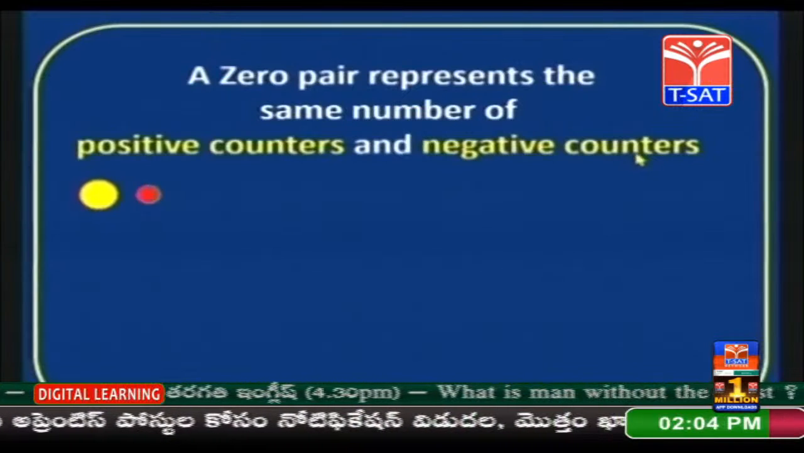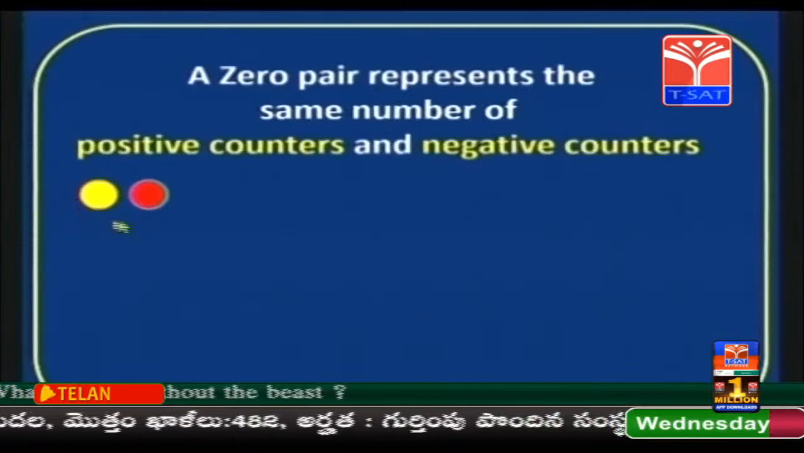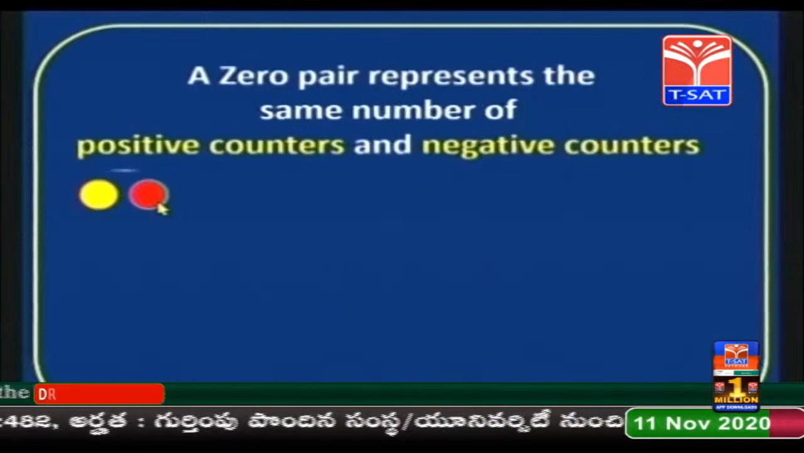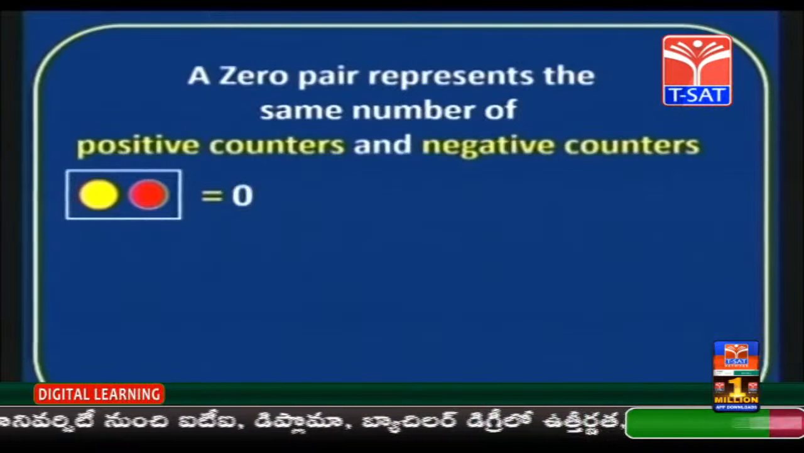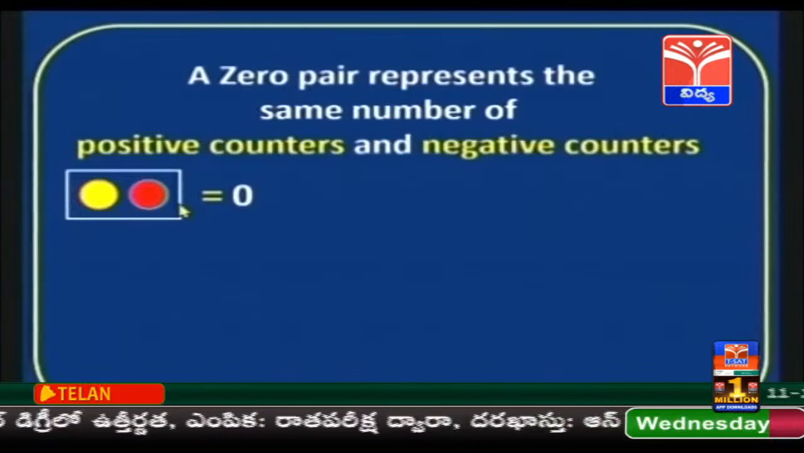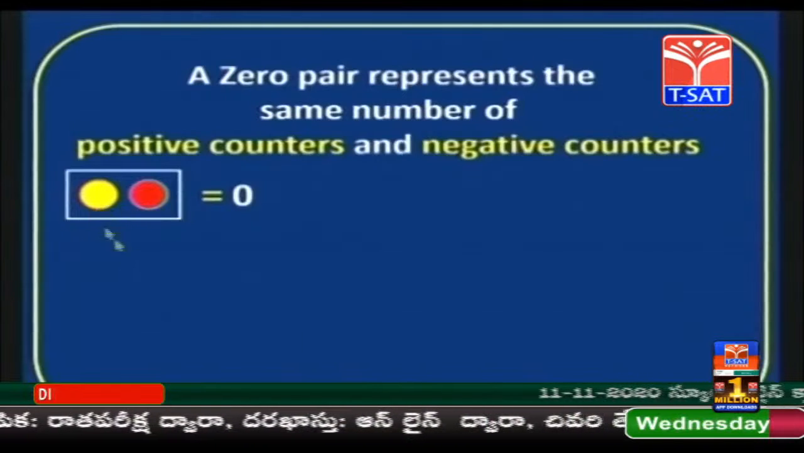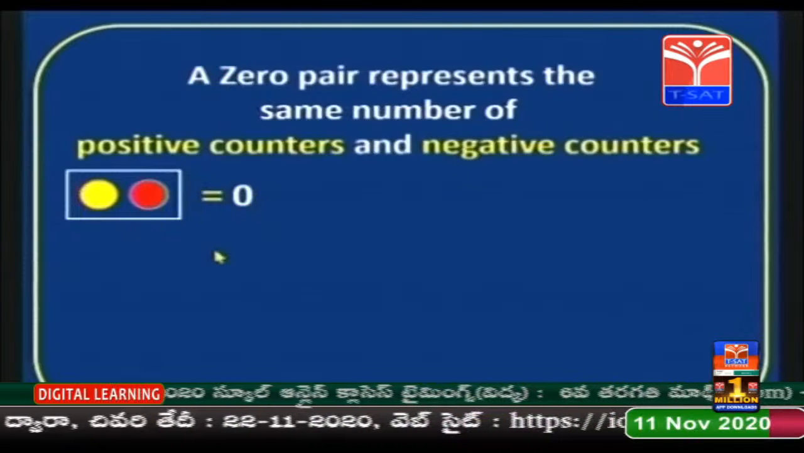Children, you can observe the screen. Here I am taking one yellow coin and one red coin. I can call it as a pair. When I add these two, what I will get? I will get a 0. Yes. So, we can call them as 0 pair. Here I am having one yellow coin with one red coin. Its total value is 0.